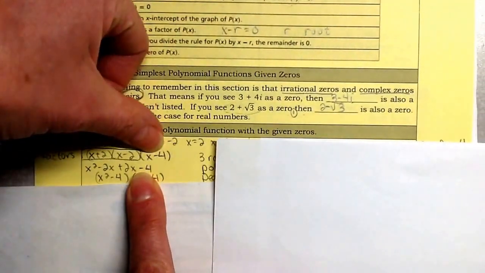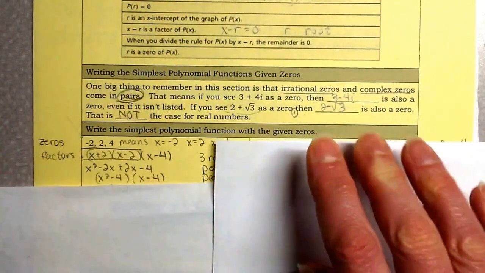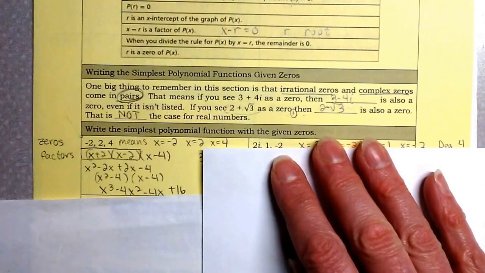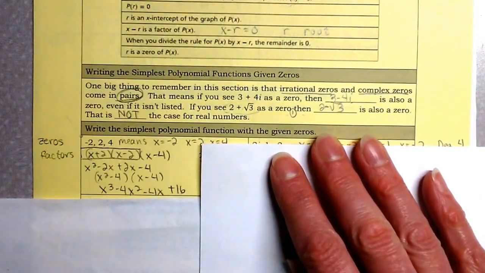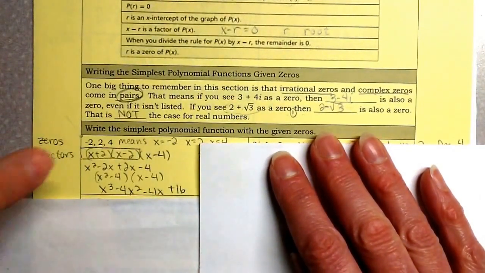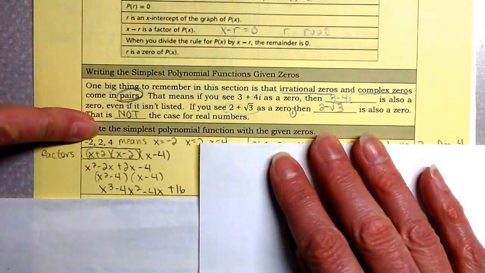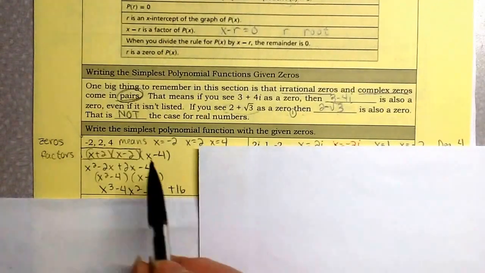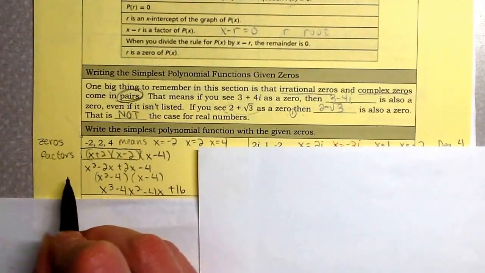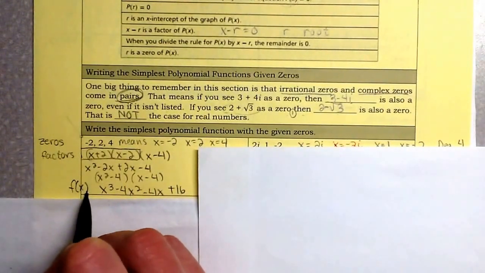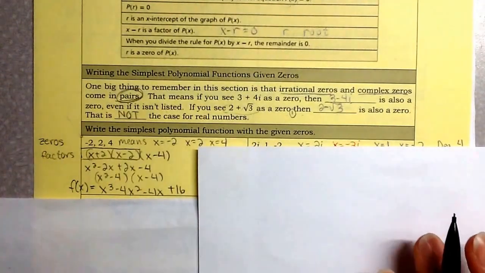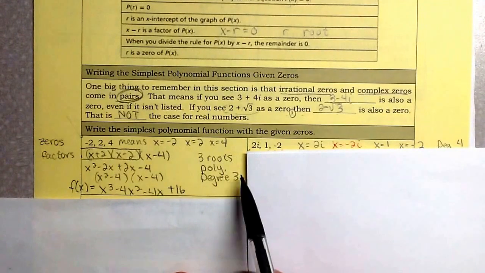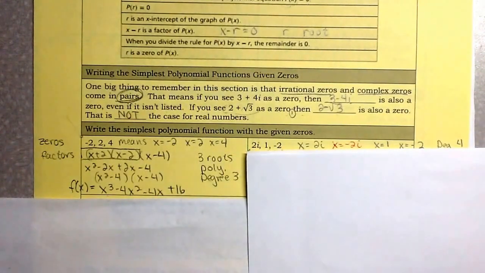Then I'm going to bring this down and multiply those 2 together. So now I have x cubed minus 4x squared minus 4x plus 16. That's my final answer. And I had 3 roots to start with, and since we talked about zeros, we're going to write it as a function. We'll say f of x equals. All right, so we had 3 roots again, so the polynomial should have degree 3, and it does.